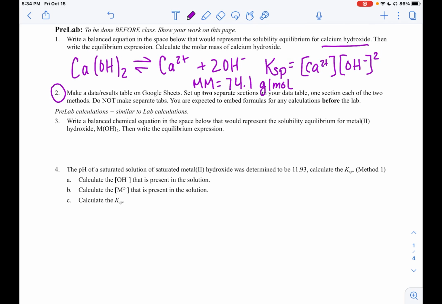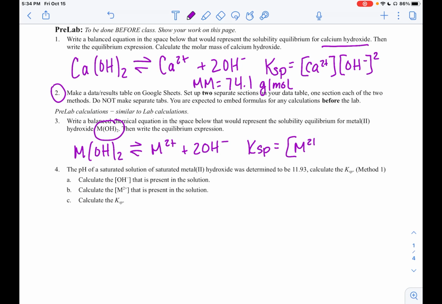Now we're going to do the same thing, well, the first 2 things, for a generic MOH2. Okay, so for metal 2 hydroxide, MOH2 gives you M2+ and 2OH-. And so our Ksp looks like this.